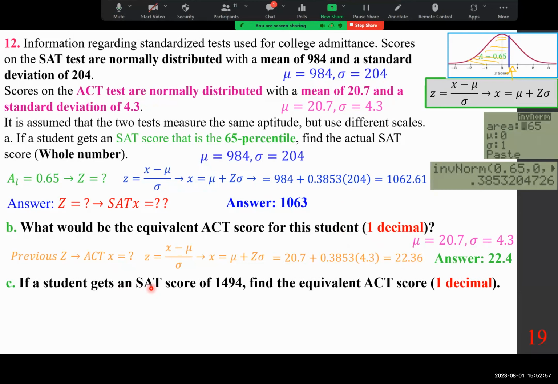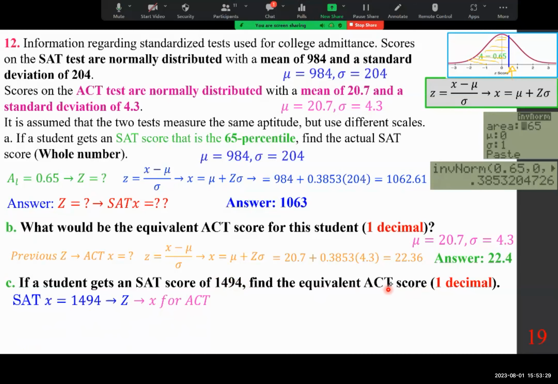If a student gets SAT score of 1494, remember we found this one. They already gave us this, now instead of going through the process. So we have SAT of 1494. What is the ACT score? So basically now from here, you're going to work backward to go to the Z from the SAT score. This is your X in essence. You're going to go to Z, and from the Z, you go to the X score of ACT. So I hope everybody understands the concept.